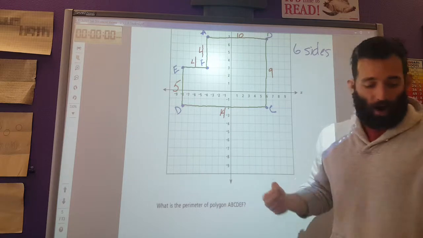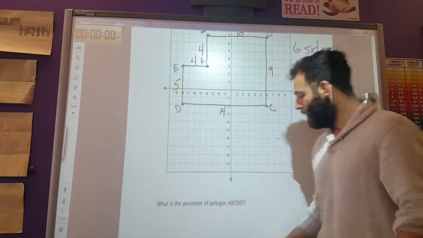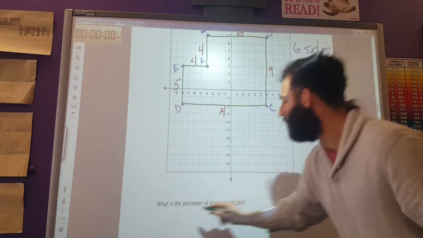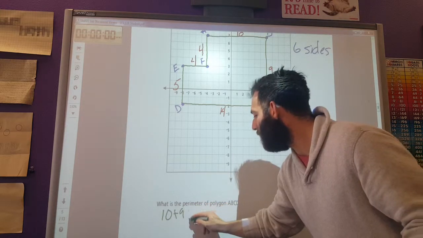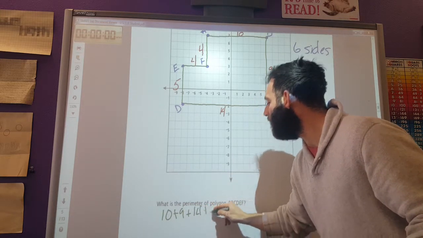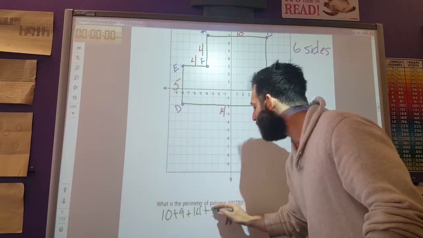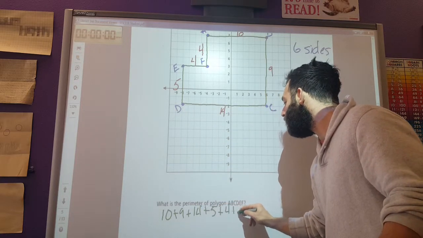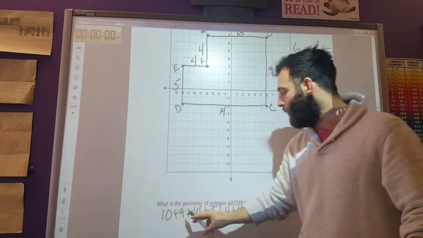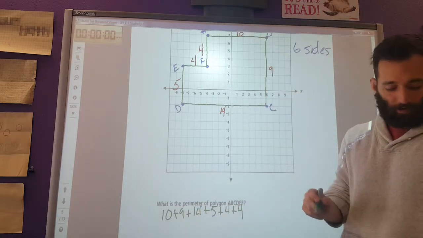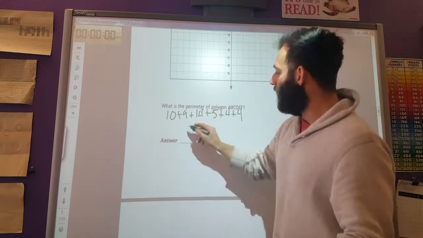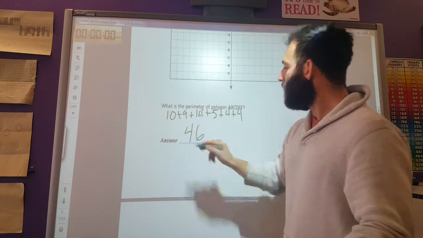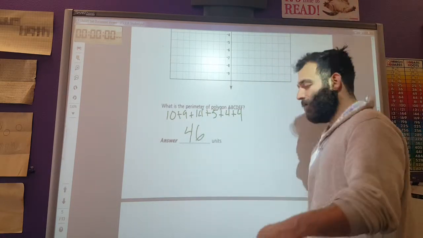And now, if you added all of those together, 10 plus 9 plus 14 plus 5 plus 4 plus 4. Remember, 6 lengths. You would get an answer, a perimeter of 46 units.